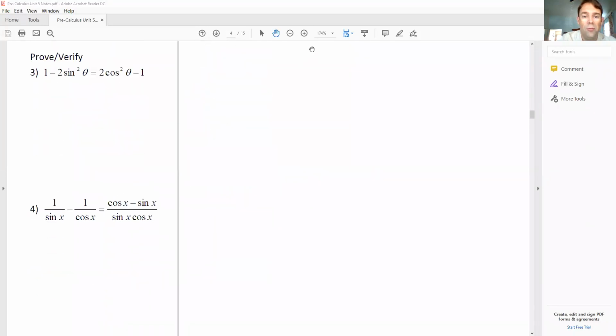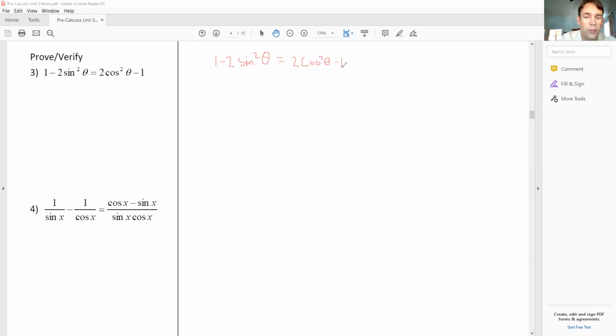All right, so we start off. We're going to pick the uglier side. What is the uglier side? So I have 1 minus 2 sine squared theta equals 2 cosine squared theta.